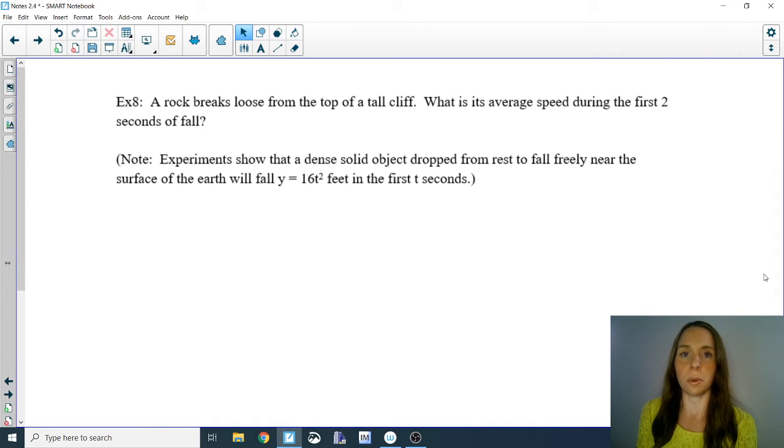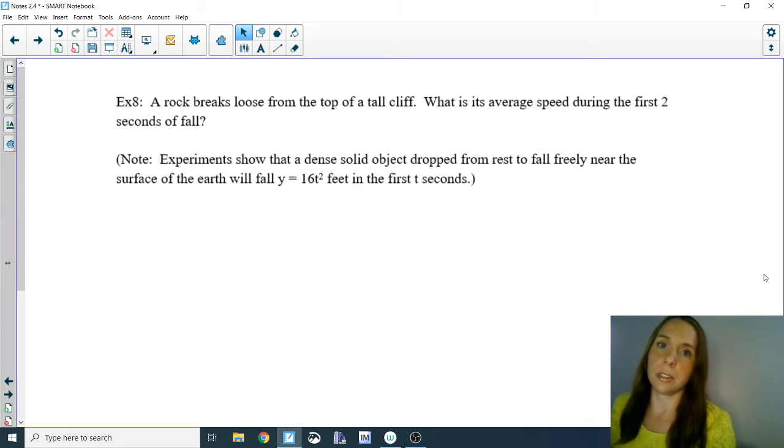Notice that we're starting with what's called example 8. And that is because this is example 8 from section 2.1, that lesson. So we looked at here a rock that was breaking loose from the top of a tall cliff, and our question was, what is the average speed during the first 2 seconds of fall? So we're going to go over this problem again.